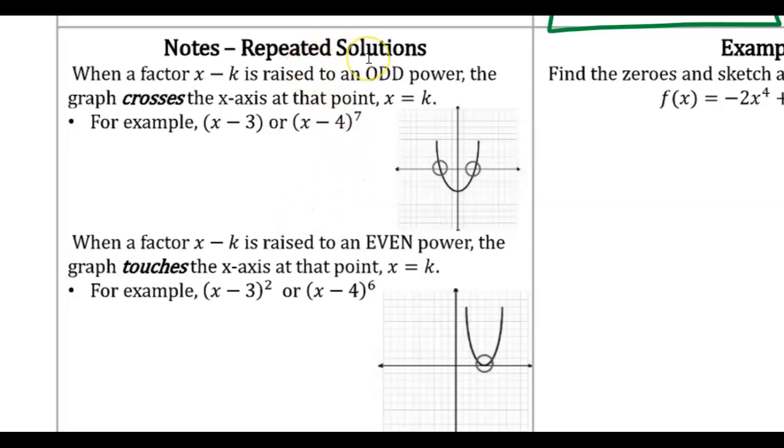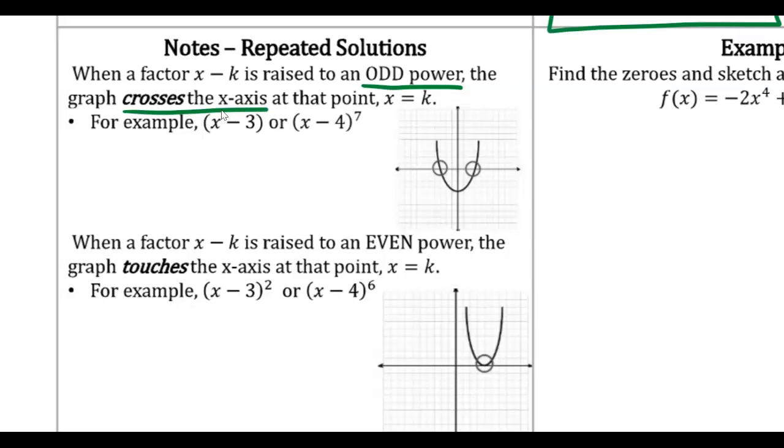When you have repeated solutions, if they repeat an odd number of times, like 3 times or 7 times, or if they don't repeat and only happen once, when it is an odd number of repeats, then that tells you that it crosses the x-axis at that point or that solution.